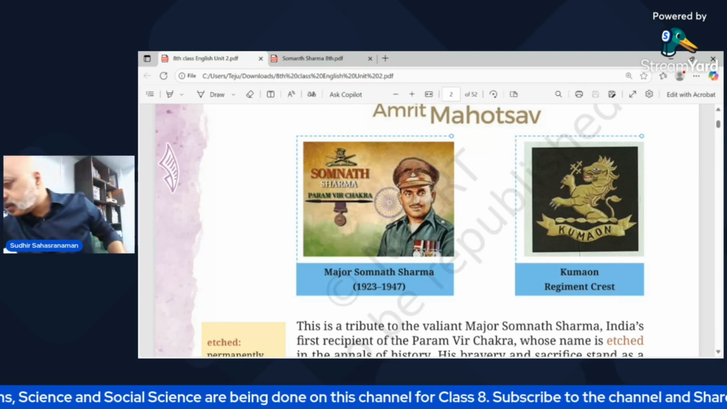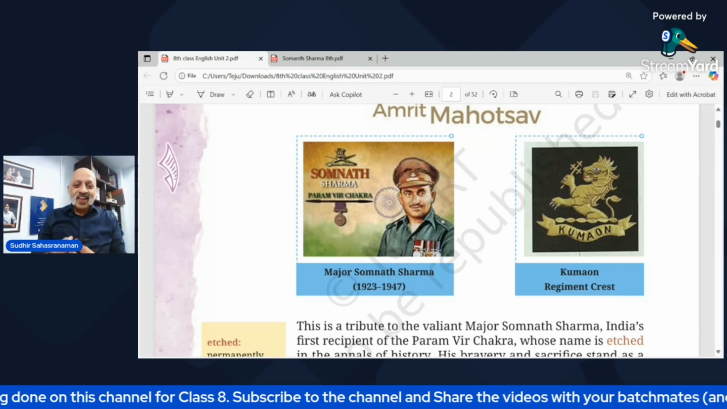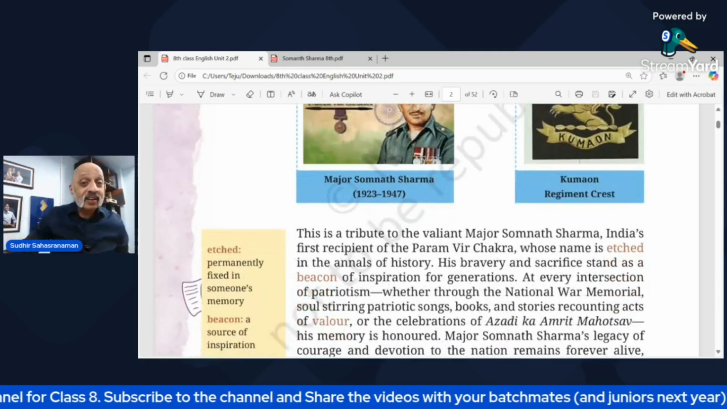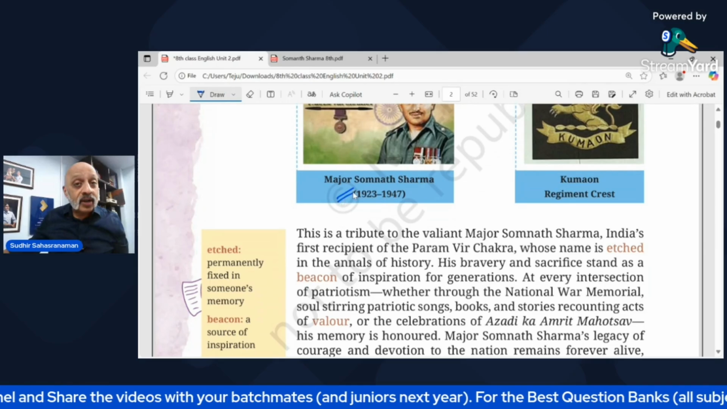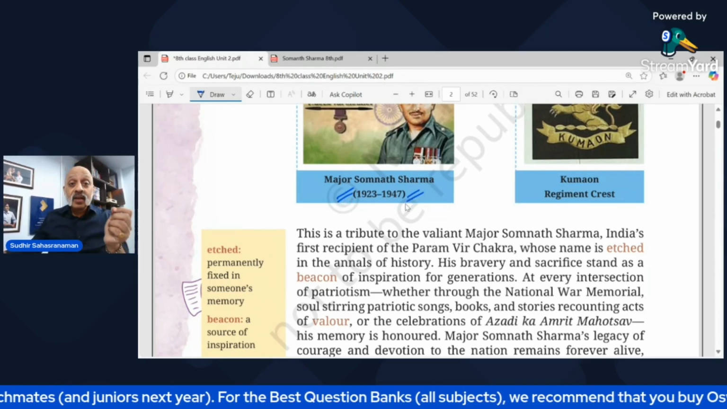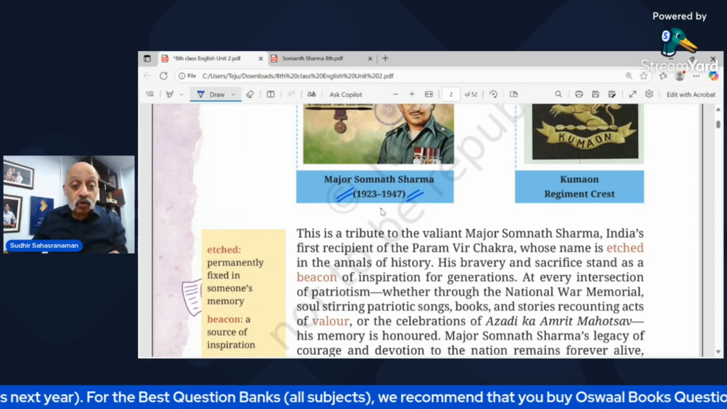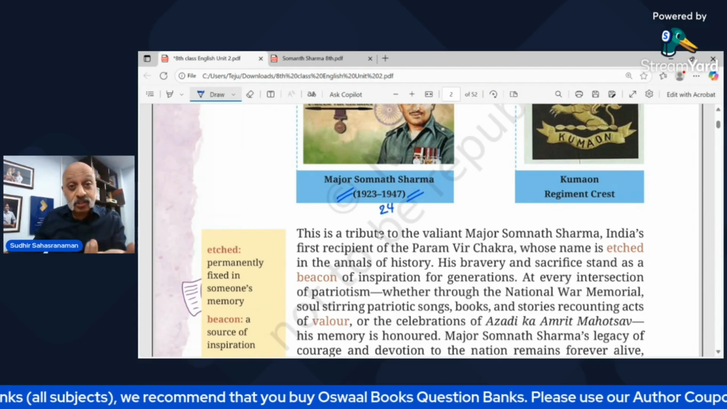He died at a very young age. Just look at his age. He was born in 1923. He died in 1947 in the line of duty, which means he was just 24 years old. What an age to die.